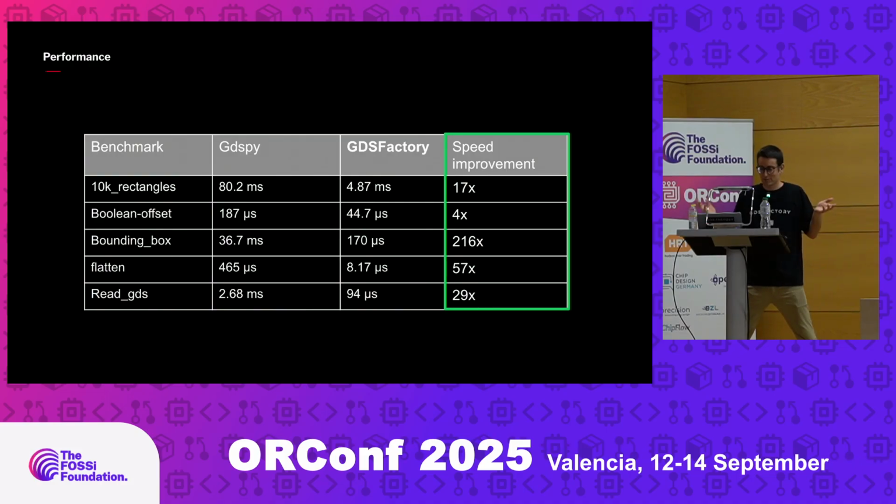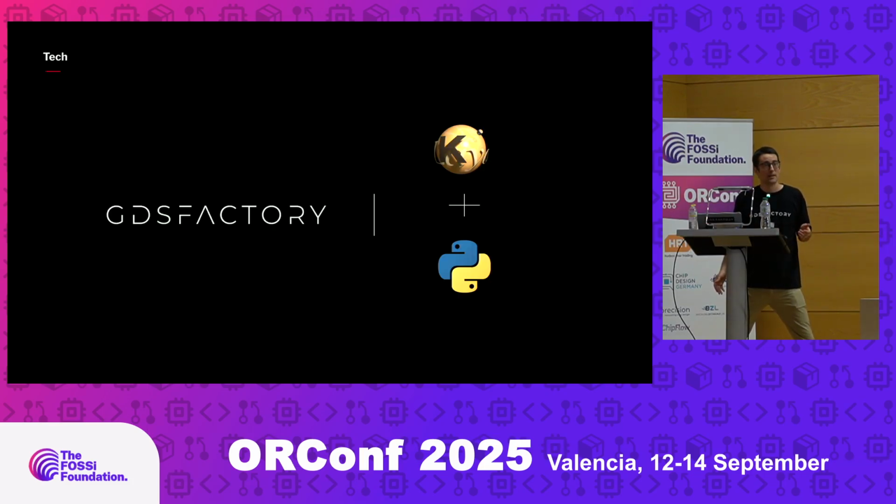How does it compare with other tools? We're not allowed to show benchmarks with proprietary tools, but we hear all the time it's very much faster. I can show here a benchmark with GDSPy, which is very common in academia. Compared to GDSFactory, we can get up to 200 times faster. Why is that? It's because GDSFactory is using the KLayout C++ backend. So we have Python usability, and we have C++ speed.